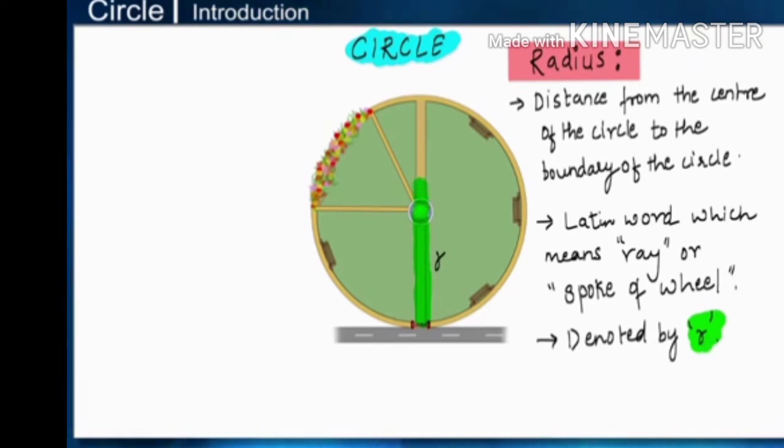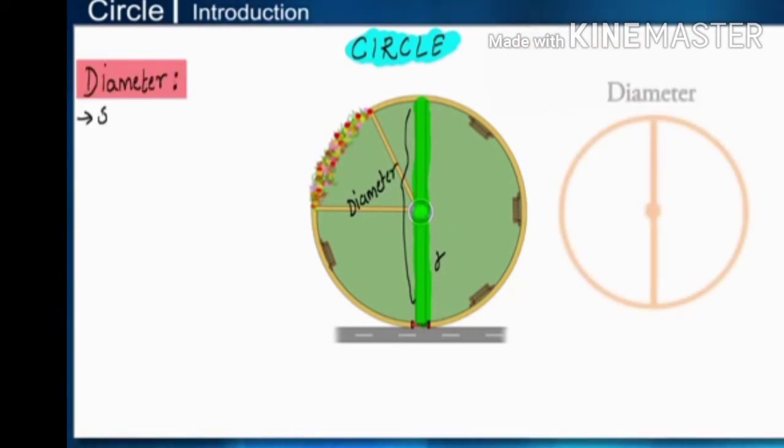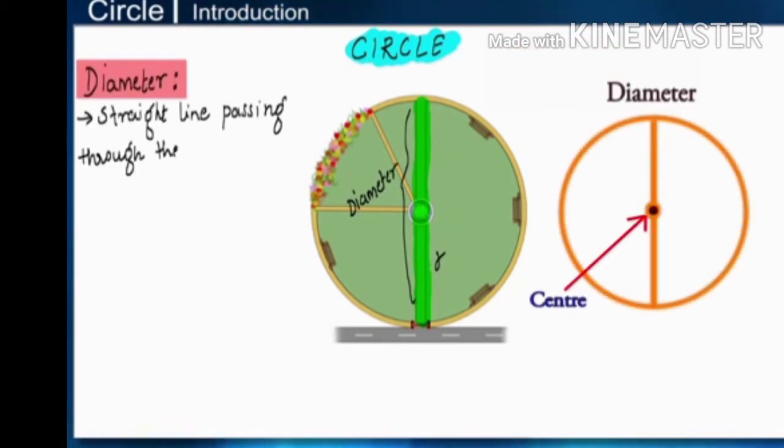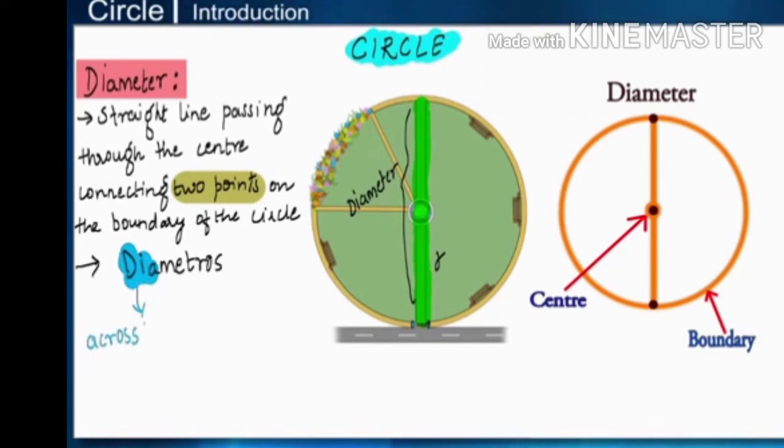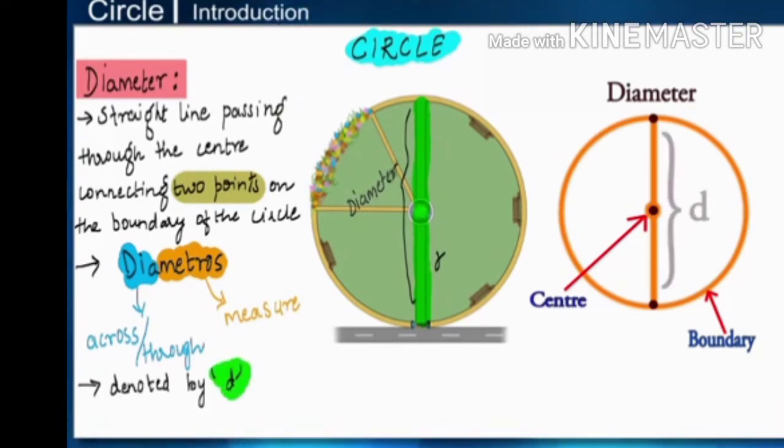Now if we extend that path to meet the other side of the boundary of the park, passing through the fountain, then it will be called as a diameter. The diameter of a circle is a straight line passing through the center connecting two points on the boundary of the circle. Diameter comes from a Greek word diametros, where di means across or through and metrons means to measure. Diameter is denoted by the small letter d.